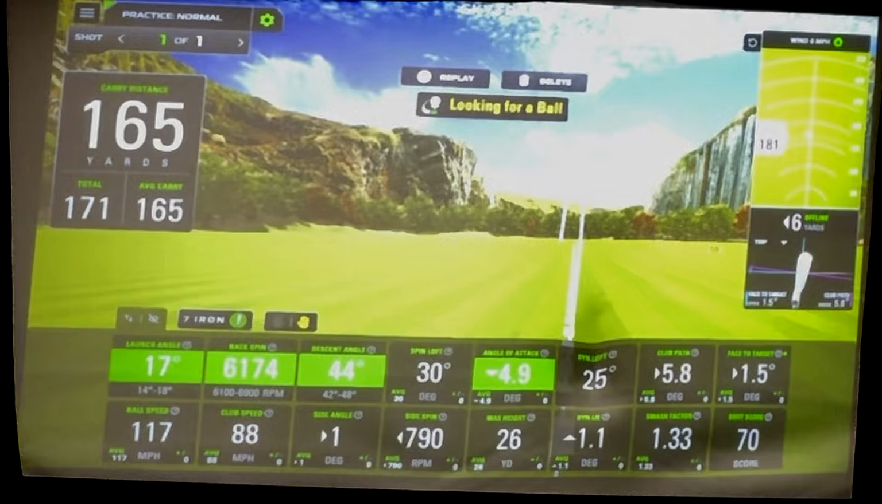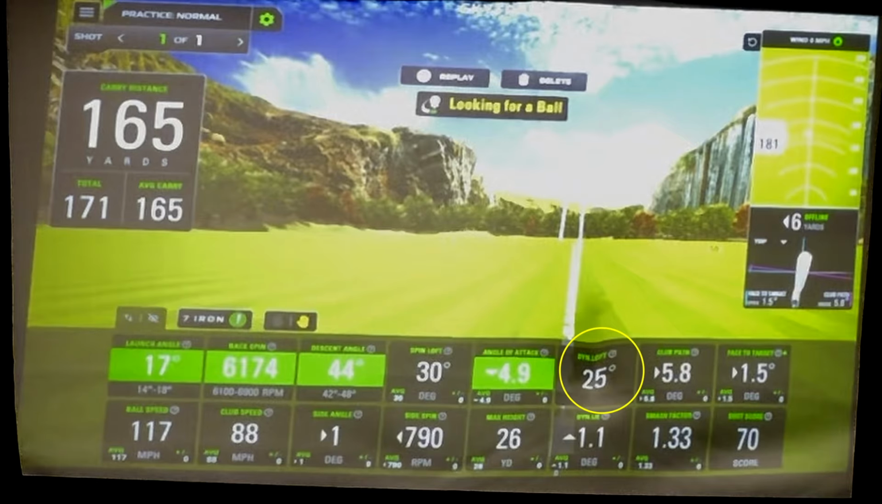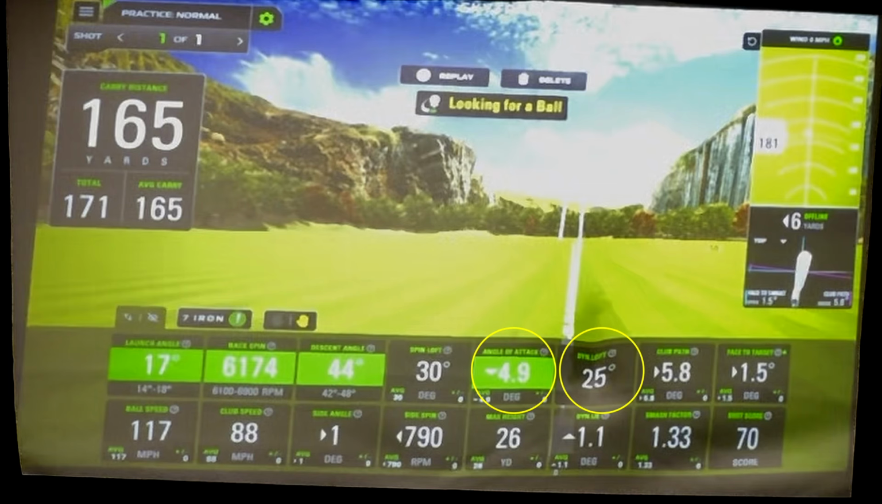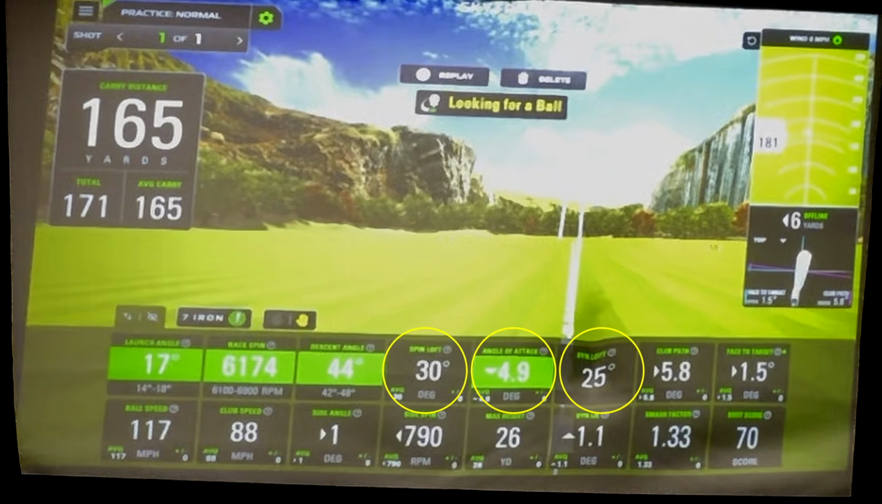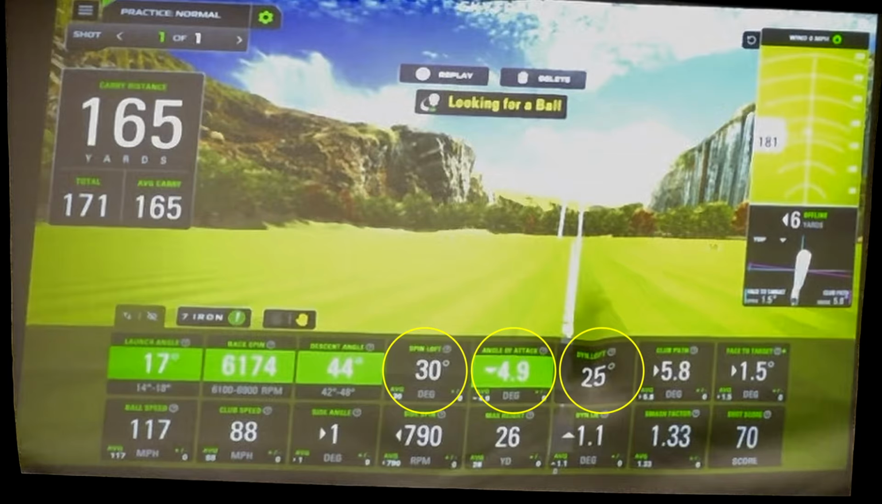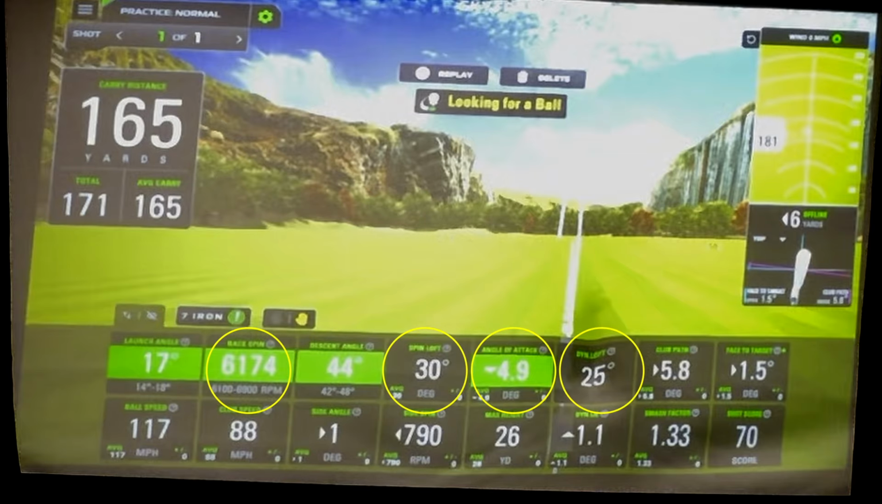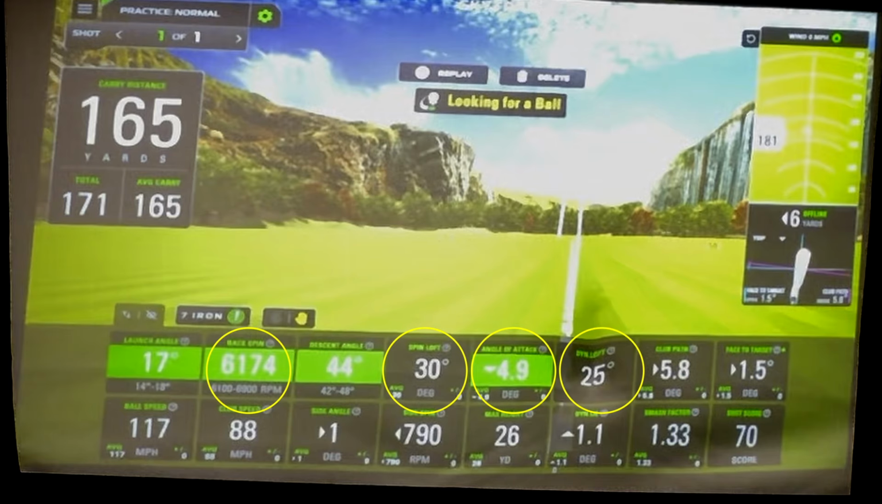Okay, so right off the bat we can see the dynamic loft is about 10 degrees lower, and our angle of attack was roughly the same, but because the dynamic loft was 10 degrees lower, so was our spin loft. So you can see that more numbers are green, which is great, always a good sign. Backspin is in the optimal range, and if you look at the distance, it is roughly 20 to 25 yards further in both carry and total distance.